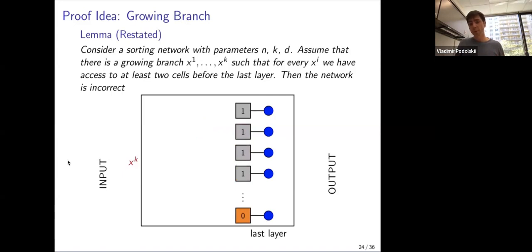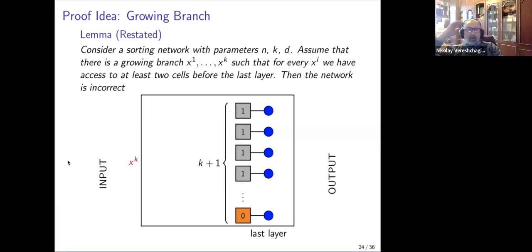So I can repeat it k times. If at some point I get access to another comparator, we are done. If not, I have access to all of these cells that go to the same comparator, but note that there are k plus 1 of them, because on the first input I got 2 cells, and at each next step I get 1 more. I have k steps in total, so it's k plus 1.